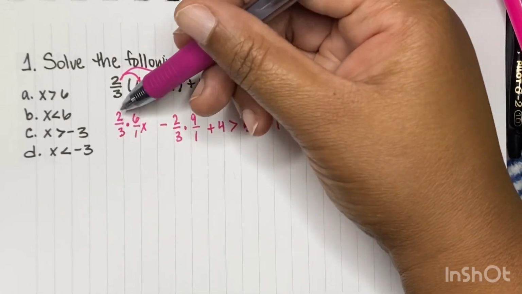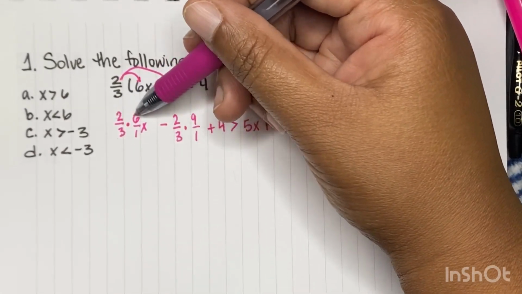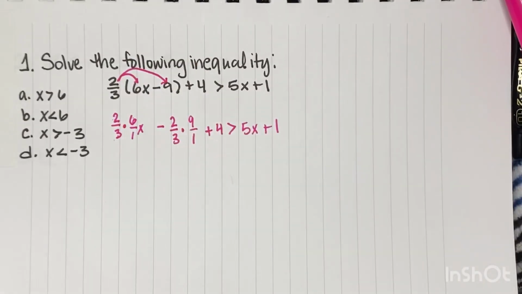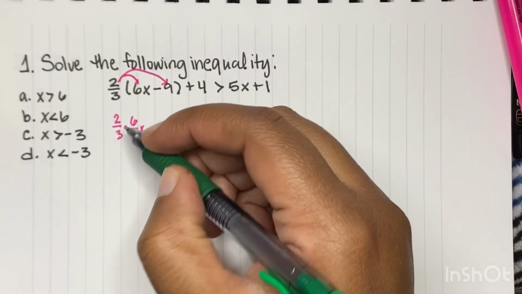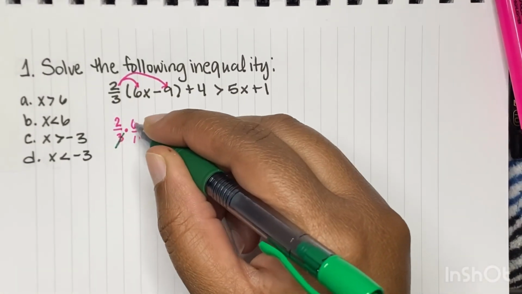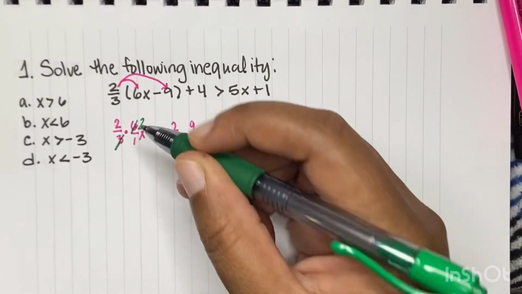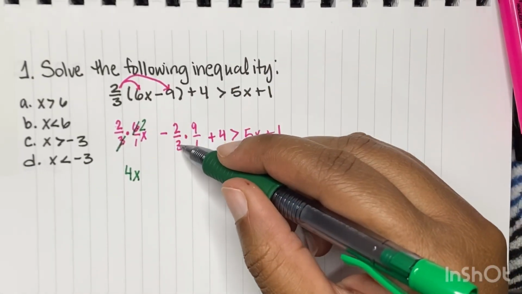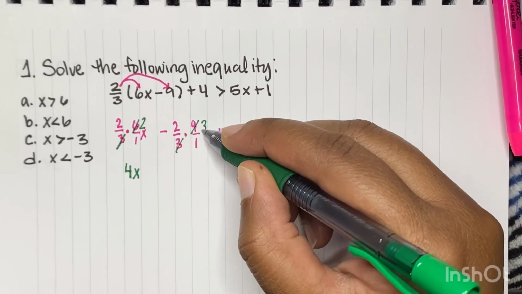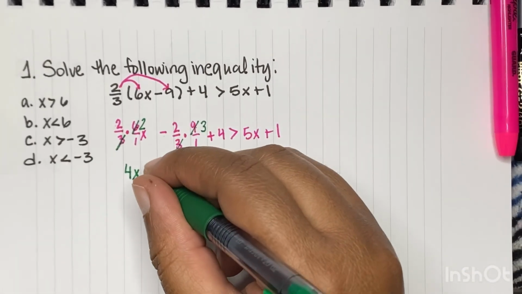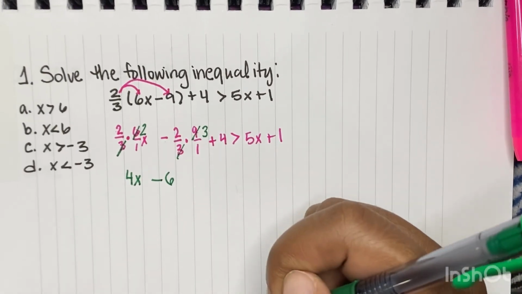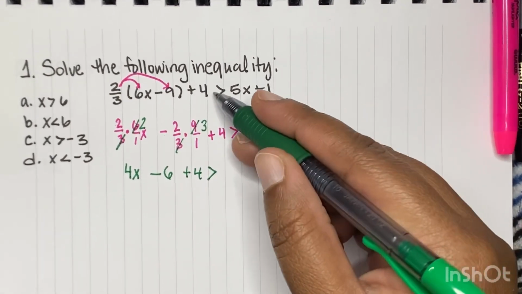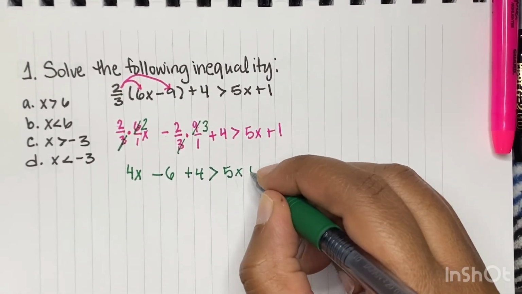Now you can multiply straight across like this. You could do 2 times 6, 12, and then divide it by 3. Or like I always like to tell my students, get in the habit of cross simplifying. So if we cross this out, because 6 divided by 3 is 2, then 2 times 2 is 4x. And then 3 goes into 9 3 times, and negative 2 times 3 is a negative 6. And then we can drop down the plus 4. This is greater than 5x plus 1, okay?